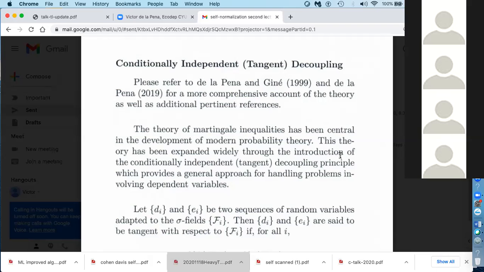So let me show you an introduction to decoupling. This is a brief introduction, and if you want to see the state of the art, you can look at my paper in the Notices of the American Mathematical Society, the November issue in 2019.